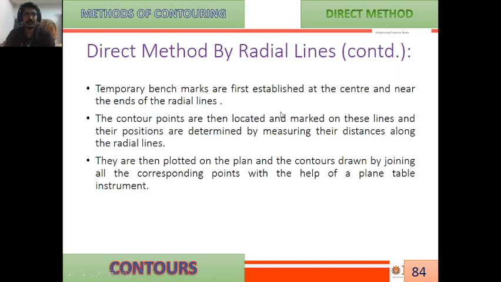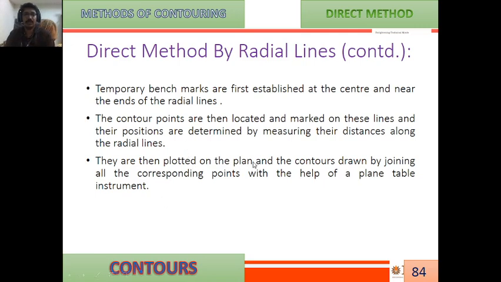Similarly, a temporary benchmark is first established at the center and near the ends of the radial lines. The contour points are then located and marked on these lines, and their positions are determined by measuring these distances. Since we are able to measure the distance with a tape or some other means, we can plot them on the sheet also, right? So only then can we obtain the contour interval and the horizontal equivalent. We have discussed these points that can be determined, right? If the terrain is too sloping and we can't hold the tape or chain, then one more method is available. We will see it at the end of the video.